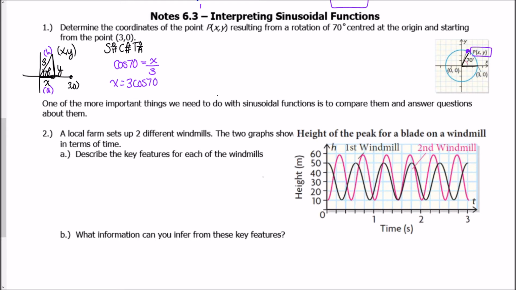Now to find out what y is, I know that y is the opposite, and the 3 is still the hypotenuse, so I'm going to use sine. Sine of 70 is equal to y over 3. To solve for y, I multiply both sides by 3, so y equals 3 sine 70. So I know what x is and what y is, so my coordinate is going to be whatever I get when I plug it in.